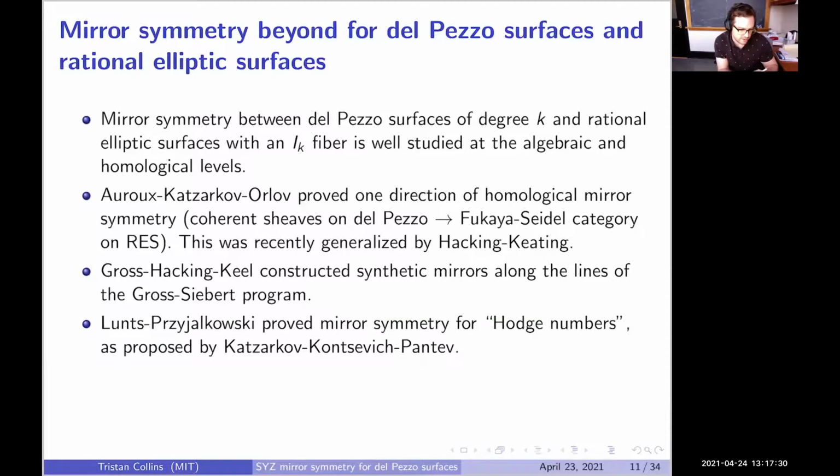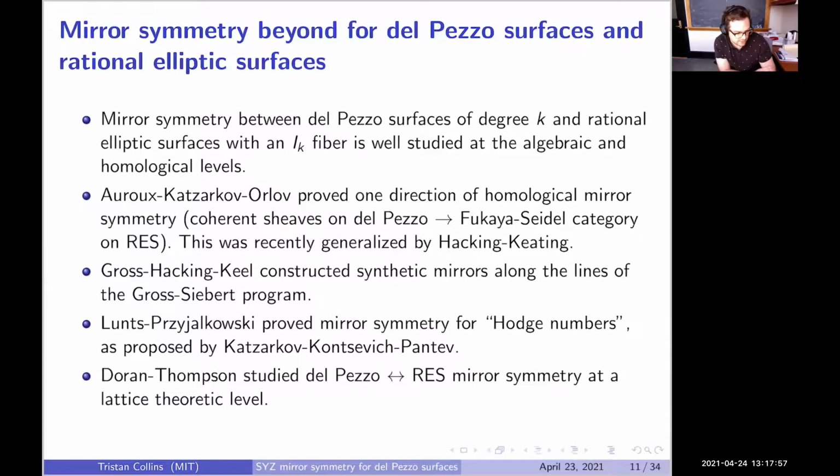And then there's a version of Hodge theoretic mirror symmetry in this setting also, which was proved by Lunts and Przyjalkowski. But here, of course, one needs to be careful because the Hodge numbers don't make sense, because you're talking about a non-compact manifold. So you need to have the right notion of Hodge number, and that followed a proposal of Katzarkov, Kontsevich, Pantev. I guess there was also work of Doran and Thompson who studied a version of lattice theoretic mirror symmetry also.